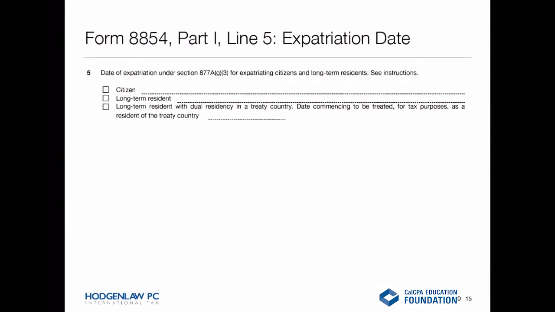And you actually have to report that date on Form 8854, Part 1, Line 5, and there are 3 boxes you can check. One is for citizen, one is for long-term resident, and one is for long-term resident with dual residency in a treaty country. So we're going to talk about all three of these in a pretty good amount of detail, actually, starting with citizen.